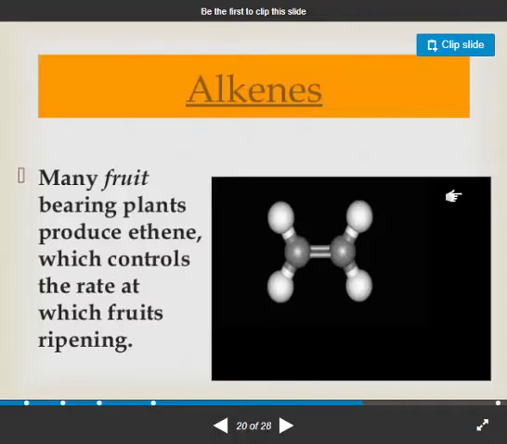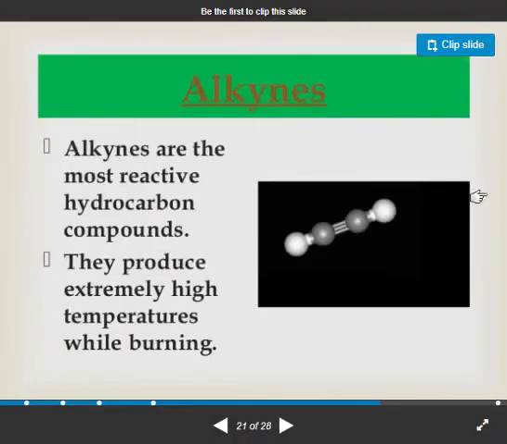Then we have, look here, the alkynes. The alkynes are the most reactive hydrocarbon compounds. They produce extremely high temperatures while burning. The alkynes contain at least one triple bond between two carbon atoms. So for the alkanes we had a single bond between the carbon atoms, and for the alkenes it was one double bond between two carbon atoms. For the alkynes we have one triple bond between the carbon atoms.